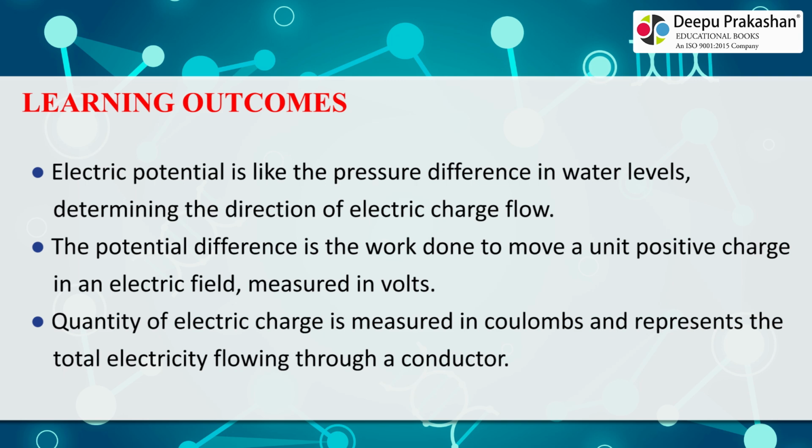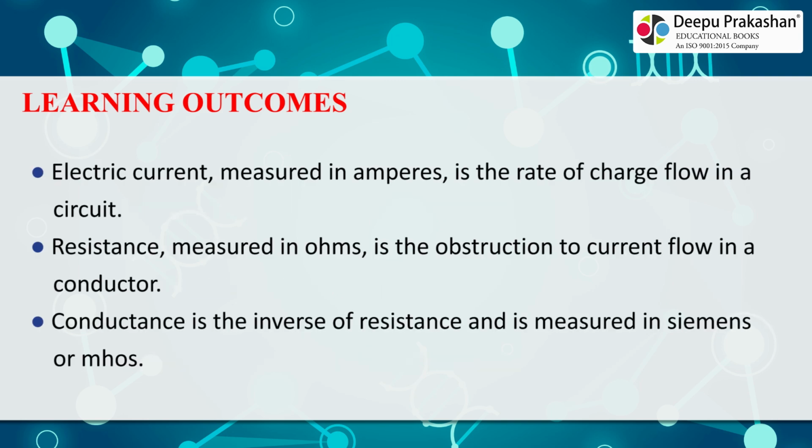The potential difference is the work done to move a unit positive charge in an electric field, measured in volts. Quantity of electric charge is measured in coulombs and represents the total electricity flowing through a conductor. Electric current, measured in amperes, is the rate of charge flow in a circuit. Resistance, measured in ohms, is the obstruction to current flow in a conductor. Conductance is the inverse of resistance and is measured in Siemens or mhos.